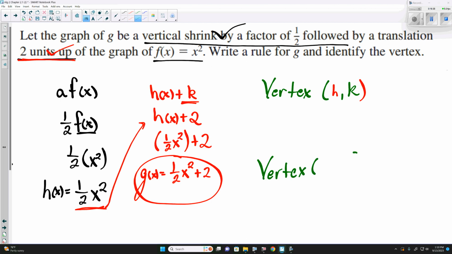Now we do need to find the vertex for this function. So f of x equals y equals a times x minus h squared plus k. And the h and k values will give us the values of the x and y for the vertex. Now the k value is what we have added or subtracted to the function. So in this case it is positive 2. And the h value, do we have one? So it's 0.